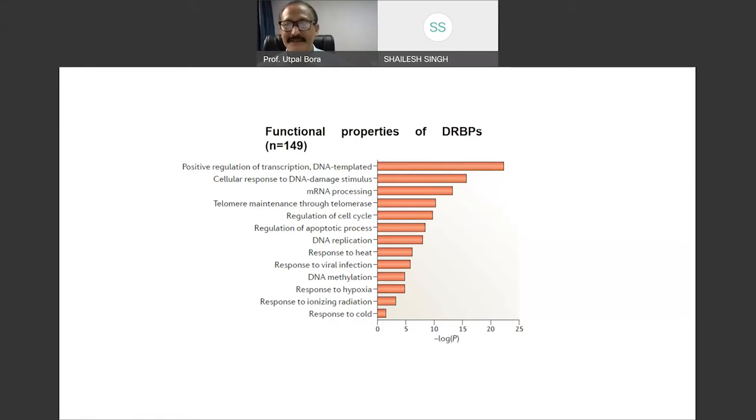A lot of studies have been done. In this particular study, around 149 candidates were taken.